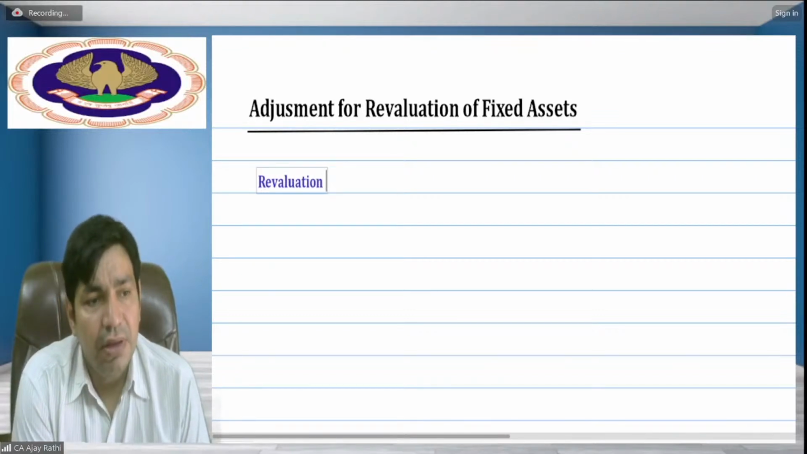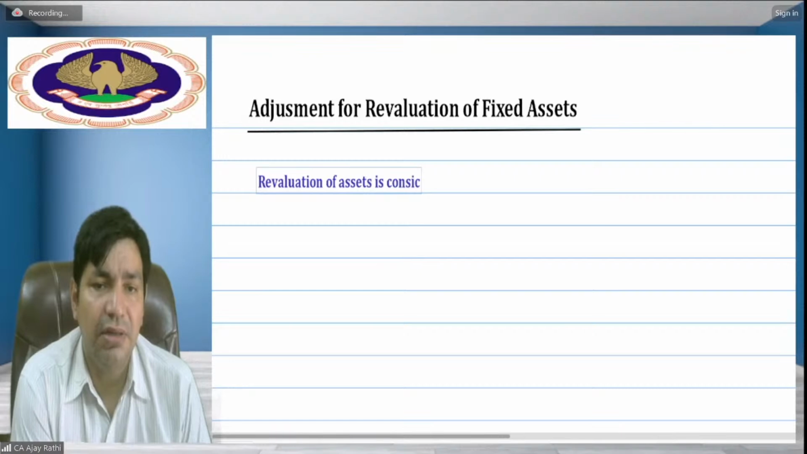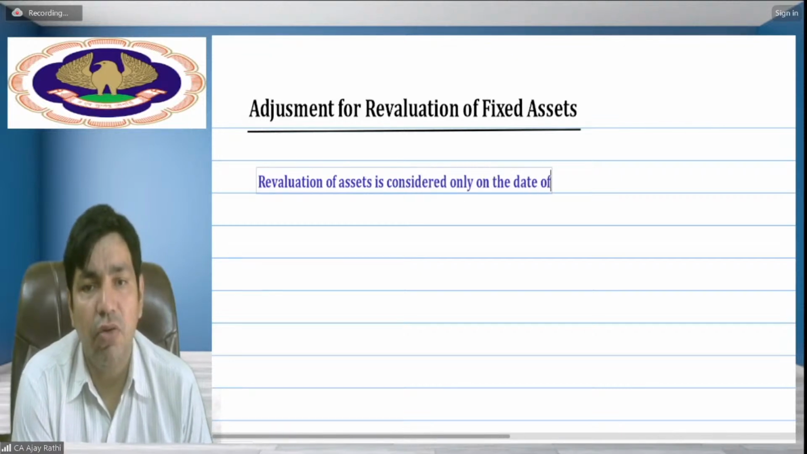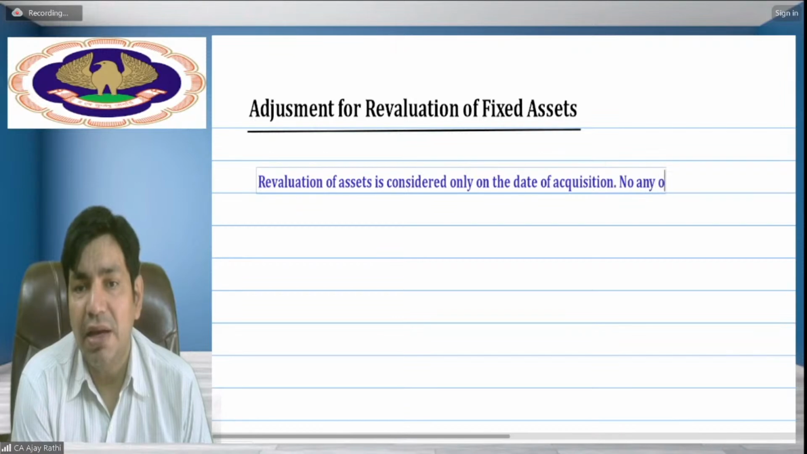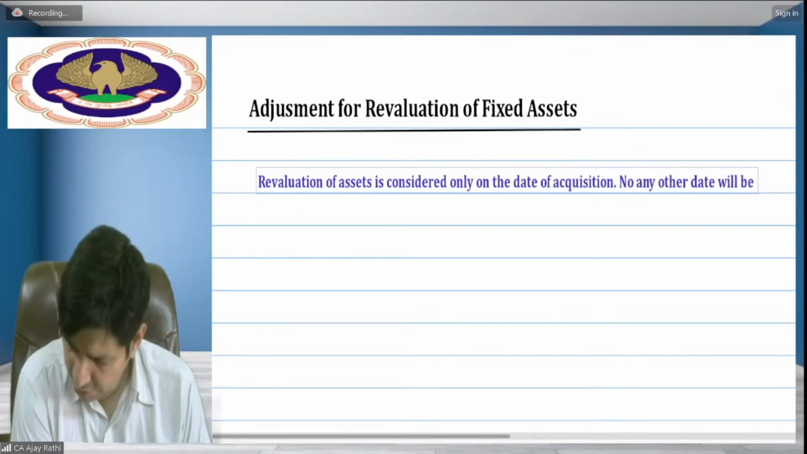Revaluation. Please write down fast. Revaluation of assets is considered only on the date of acquisition. No other date will be relevant.